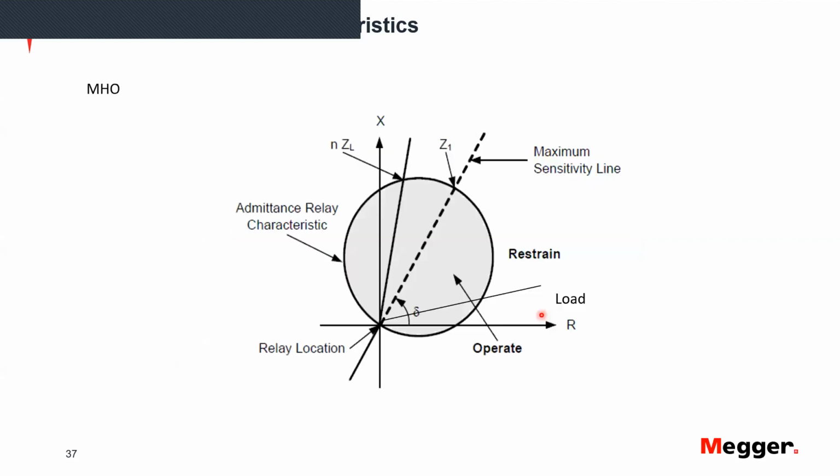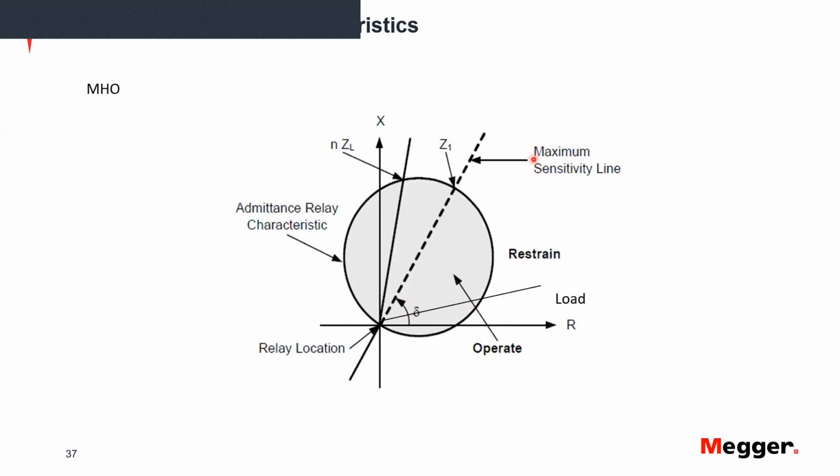impedance relays, but the most popular relays out there are the ones that I'm going to present right now, which are the MHO and quadrilaterals. Now, the MHO is this one that I'm showing right here. The MHO has the characteristic, as with the impedance relay, that if the fault happens outside of the gray area, the relay should restrain. It should not operate. If the fault happens inside the gray area, the relay should operate. Now, this angle that I have here is called the maximum sensitivity line.